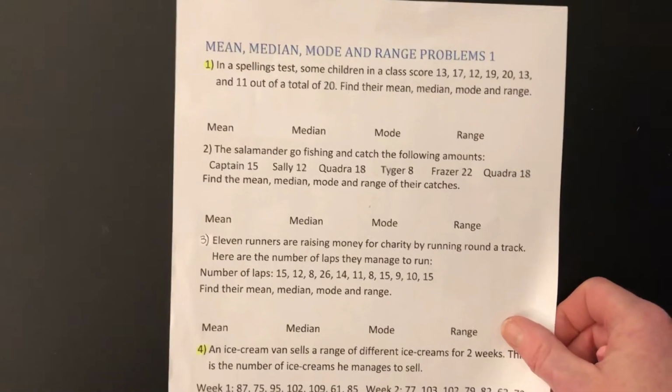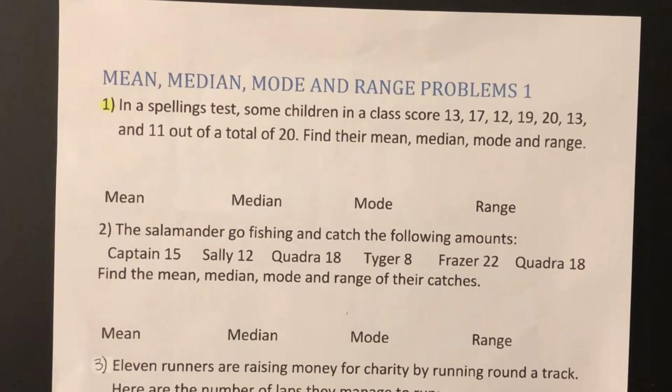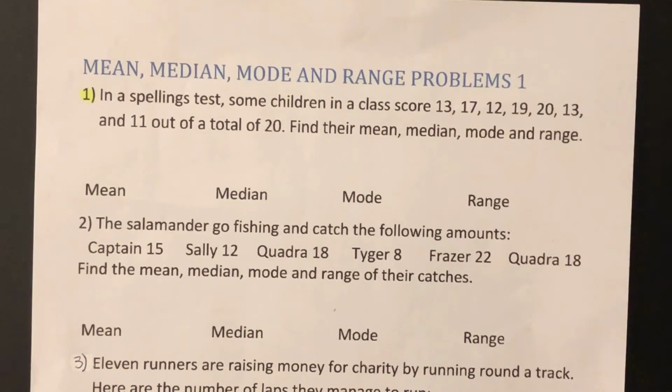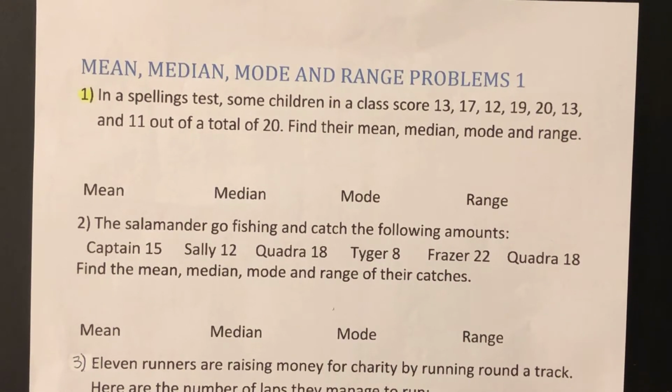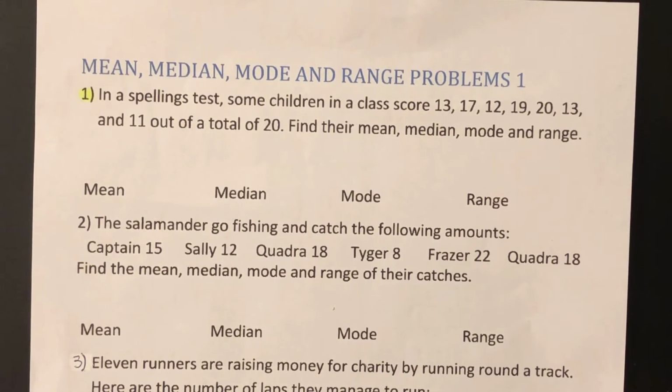We're going to do numbers 1 and 4 together. Let's begin with number 1. In a spelling test, some children in the class score 13, 17, 12, 19, 20, 13, and 11 out of a total of 20. Find their mean, median, mode, and range.